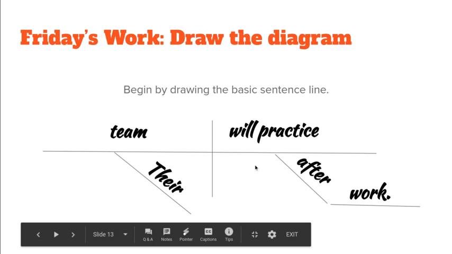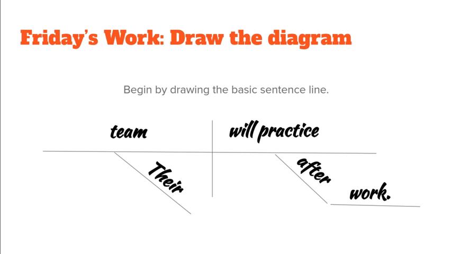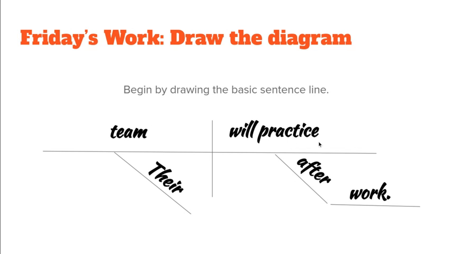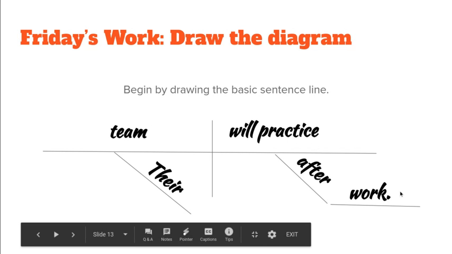All right, and then after work, we said was an adverb prep phrase on Tuesday, adding to the verb because it's telling when they're going to practice. Because prep phrases are either adverb or adjective prep phrases, they are also modifiers. So they come off of whatever they're modifying, and after work is an adverb prep phrase adding to practice by telling when they're going to practice. So it has to come off of that. The preposition always sits on the diagonal line, and then the noun or pronoun will sit on the horizontal line.